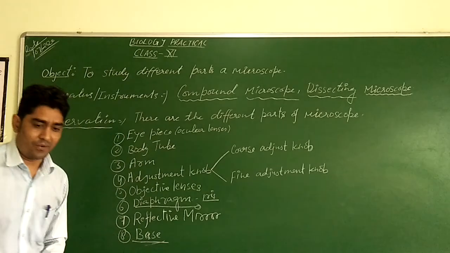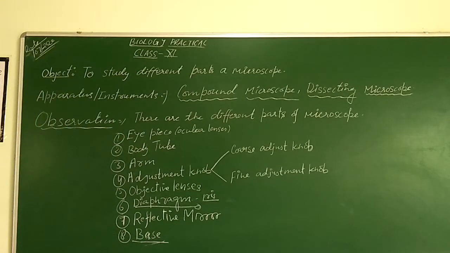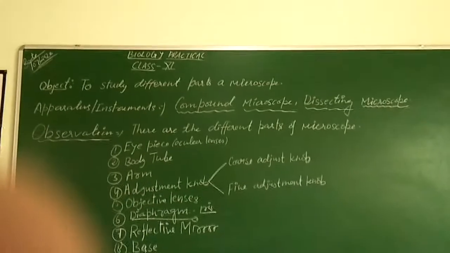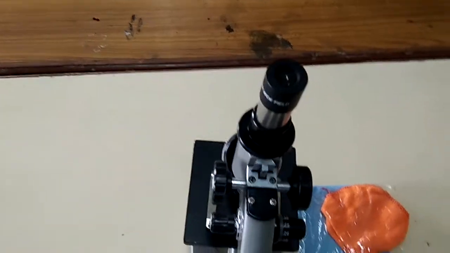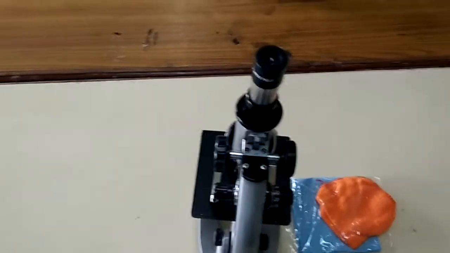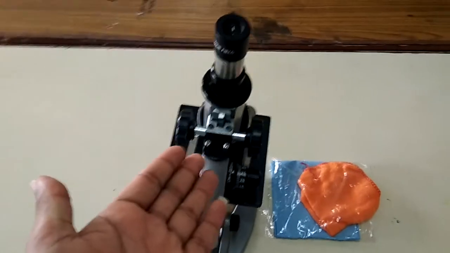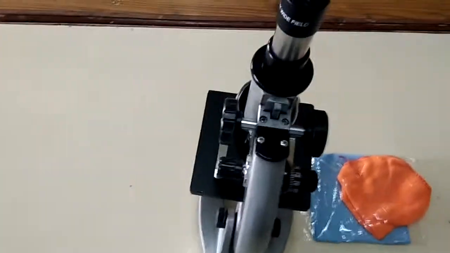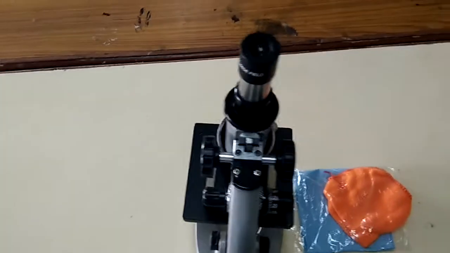Okay, students. Now we will explain the various parts of the microscope. Students, look here. This is a compound microscope.